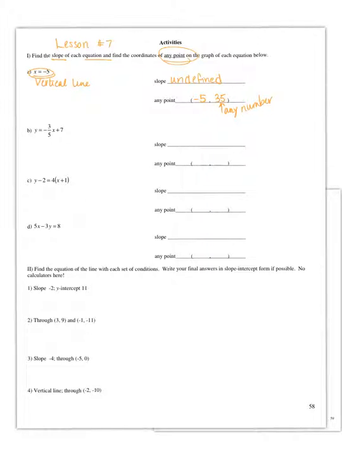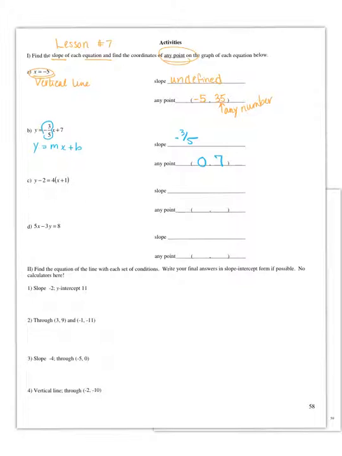The next one is y equals -3/5 x plus 7. This is in slope-intercept form, so we're able to read the slope directly from the equation as is. So our slope is -3/5. To find any point on that line, we could let x equal 0, and then we'll see that y is 7. So we have the point 0, 7.